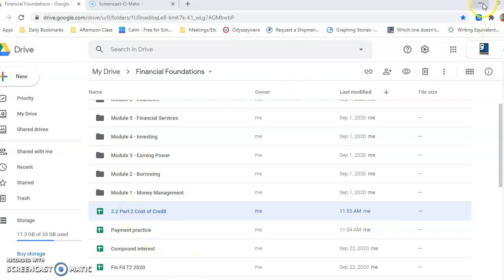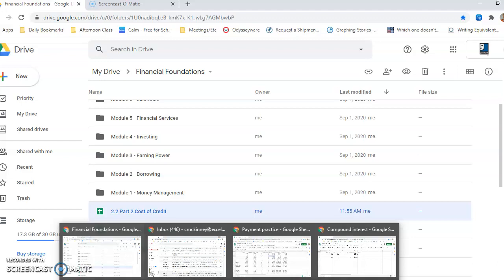Hey guys, we're going to look at our 2.2, part 2 of the cost of credit. And let's see, make sure that I have the right file open here.